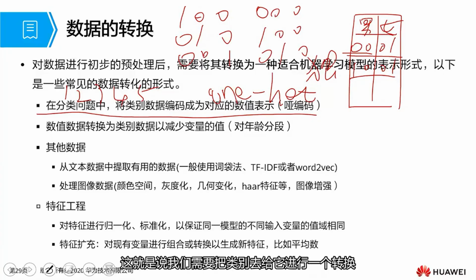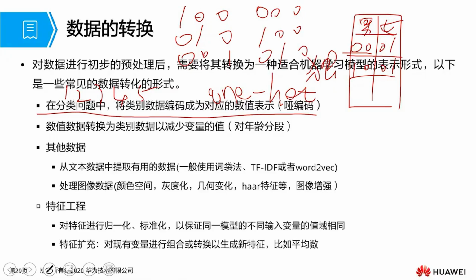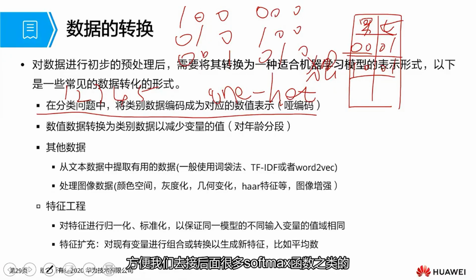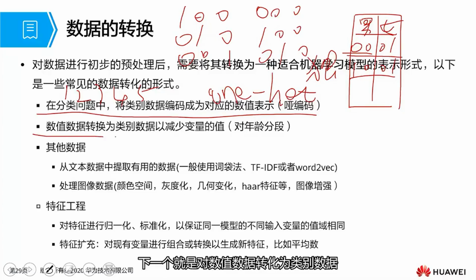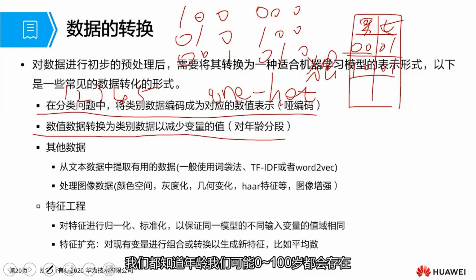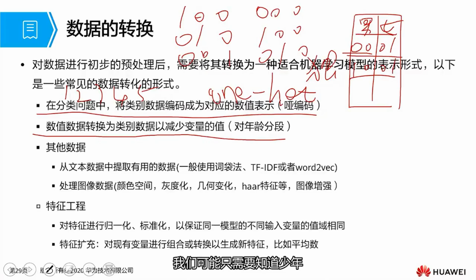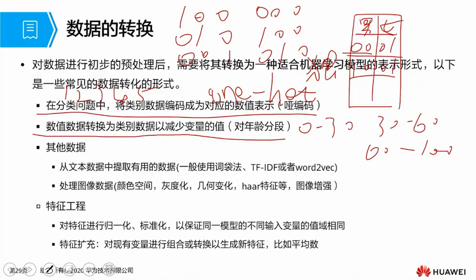This is the follow-up. So, the next one is to convert numerical data into categorical data to reduce the corresponding values. We all know age. We may have ages from 0 to 100 years old, but sometimes we don't need to distinguish so finely. We may only need to know teenager, middle-aged, elderly. So I can divide the age range from 0 to 30 into one group, 30 to 60 years old as one, and 60 to 100 years old as another. I turn the original multi-classification data into 3-classification data. This is the transformation of data.